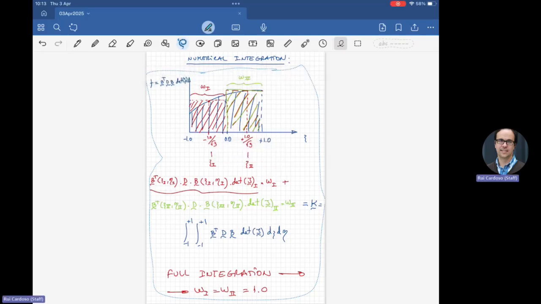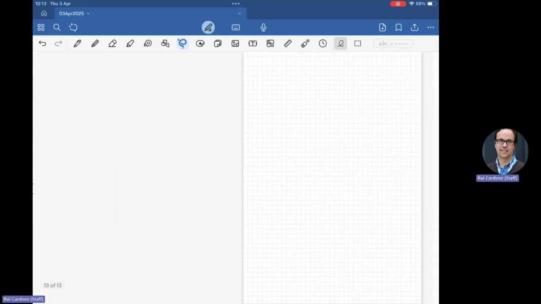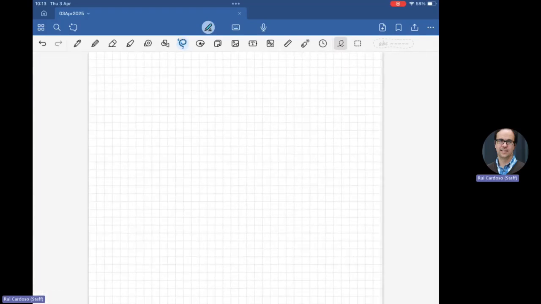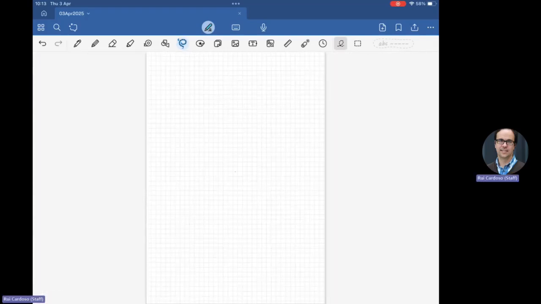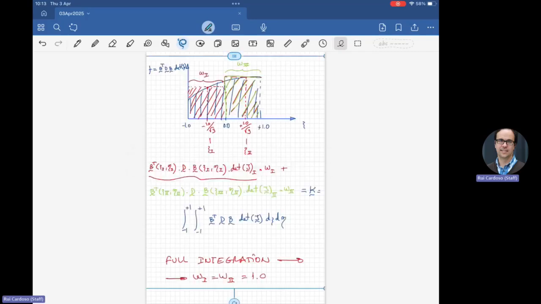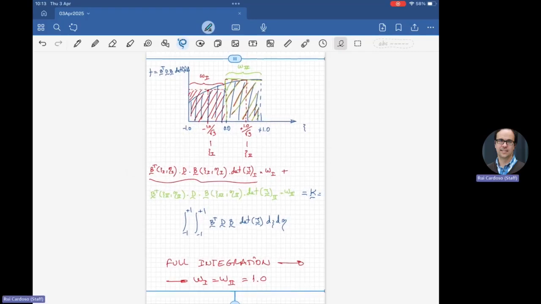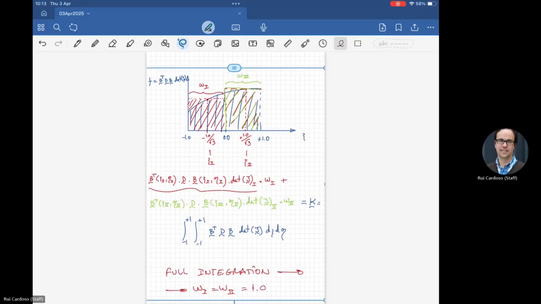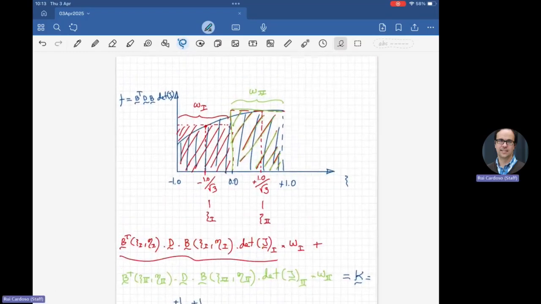But for example, one thing you see a lot in commercial software is reduced integration. For reduced integration, instead of 2 integration points like we have here, they only use 1 integration point.